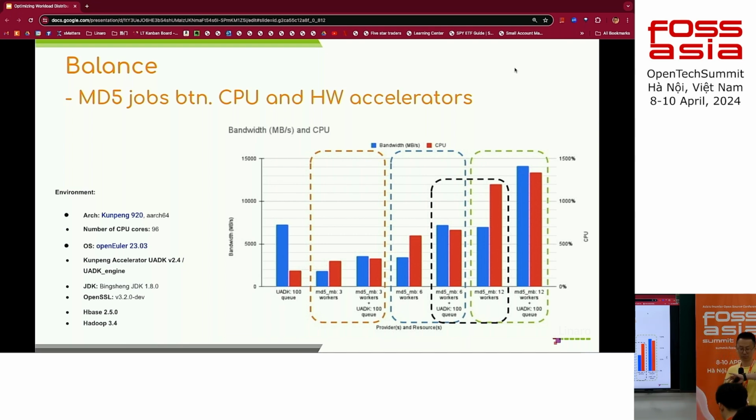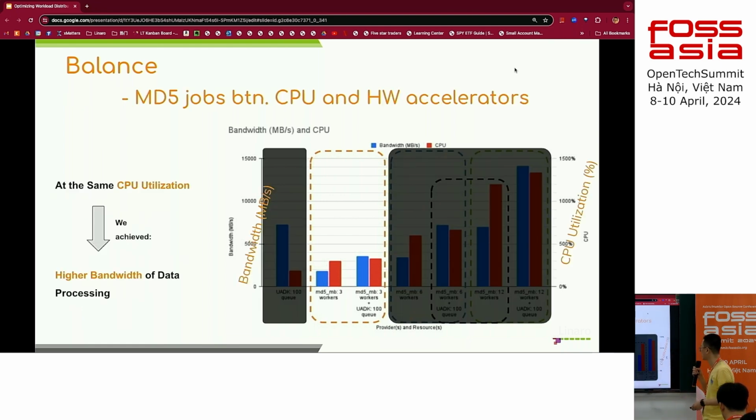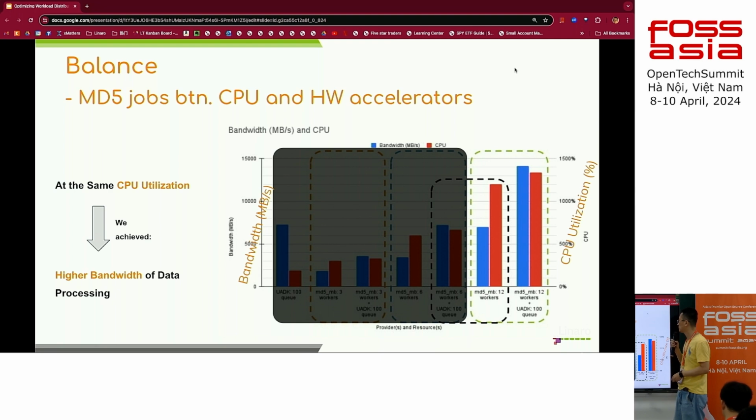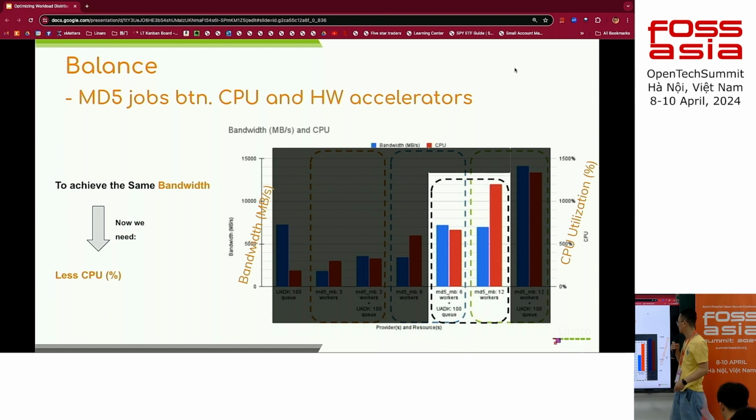Okay, I just need 2 more minutes. Thank you. And here are some measurements. We see that with the load balancing feature, at the same CPU utilization, like the red one, we get higher bandwidth. Similarly here, at the same CPU utilization, we get higher bandwidth, and here, to get the same bandwidth with the balancing, we just need lower CPU utilization.